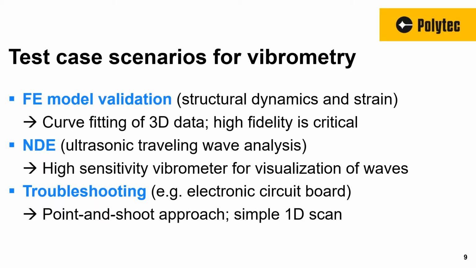Some of our customers are using our instruments, or vibrometers in general, for troubleshooting. In the case of an electronic circuit board, the trouble could be that there is excessive noise, and in consumer electronic components that can cause adverse effects to the audio quality, or electronic circuit boards could be exposed to high levels of vibration, causing damage or components to fall off. So in the case of troubleshooting, a point and shoot approach or a simple 1D scan is usually sufficient. The data quality is not that critical as long as the signature of the disturbing behavior is evident.